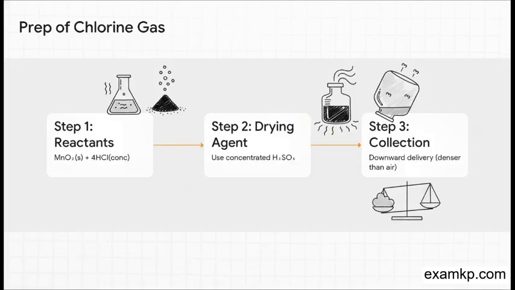Okay, let's talk about the lab preparation of chlorine gas. This is a standard practical question. So, you react manganese(IV) oxide with concentrated hydrochloric acid. The chlorine gas that comes out is wet, so you need to dry it by passing it through concentrated sulfuric acid. And to collect the gas, we use downward delivery or upward displacement of air.